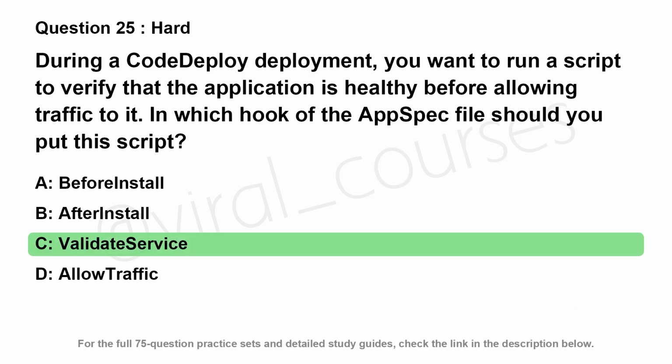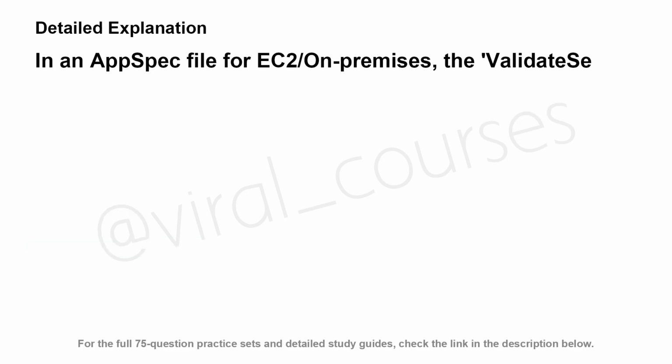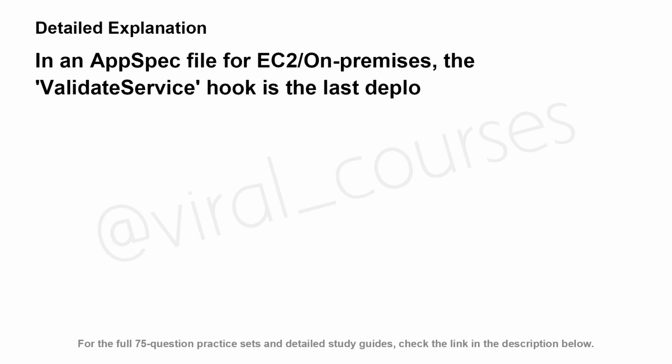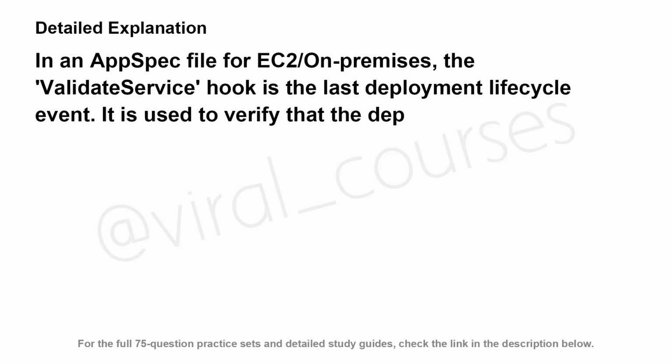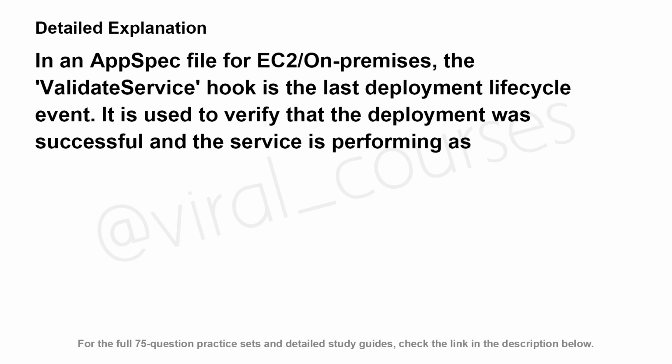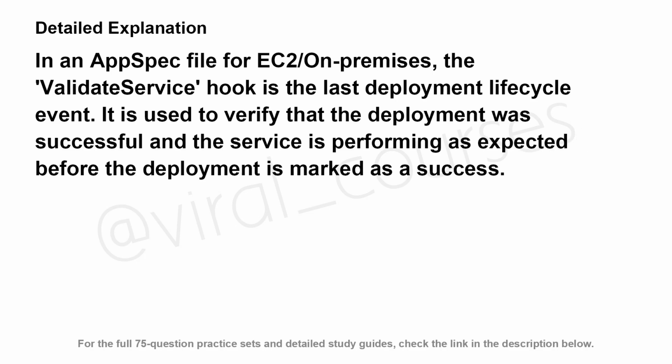The correct answer is C. In an AppSpec file for EC2/on-premises, the ValidateService hook is the last deployment lifecycle event. It is used to verify that the deployment was successful and the service is performing as expected before the deployment is marked as a success.